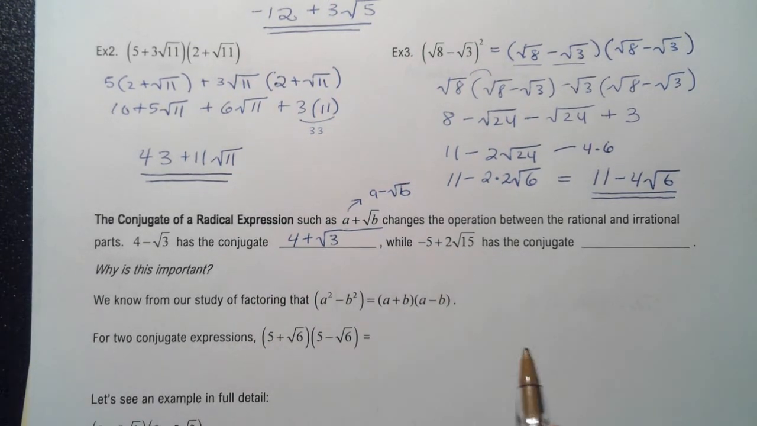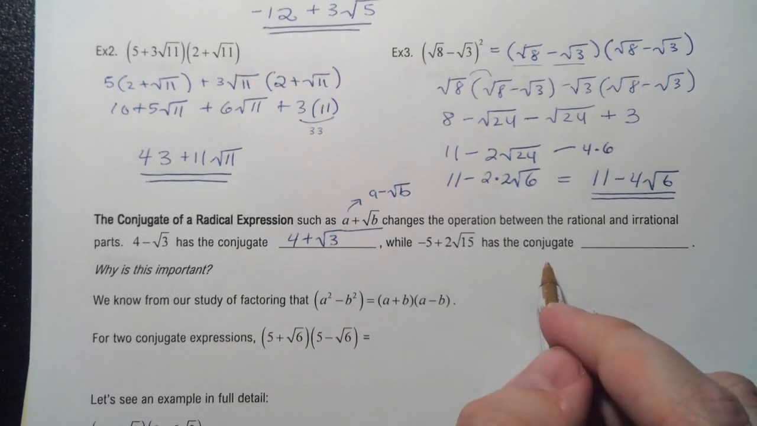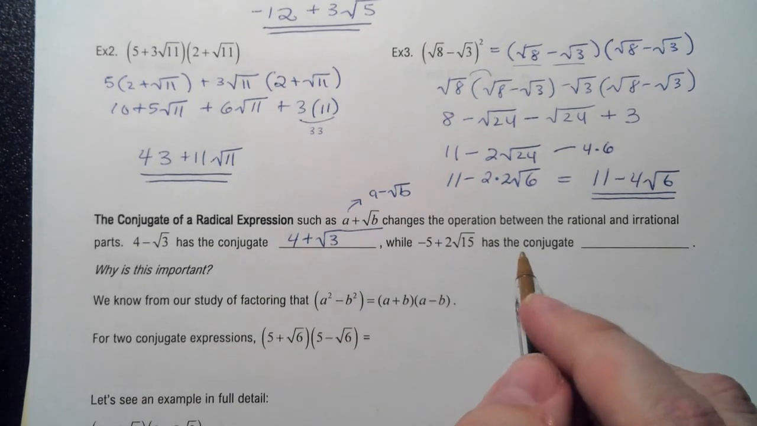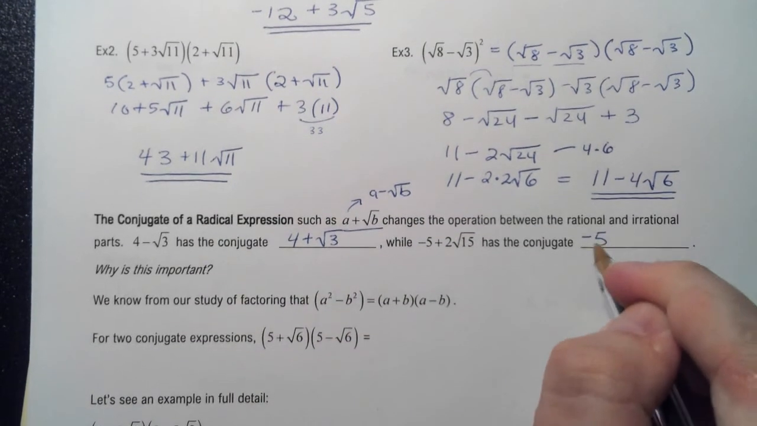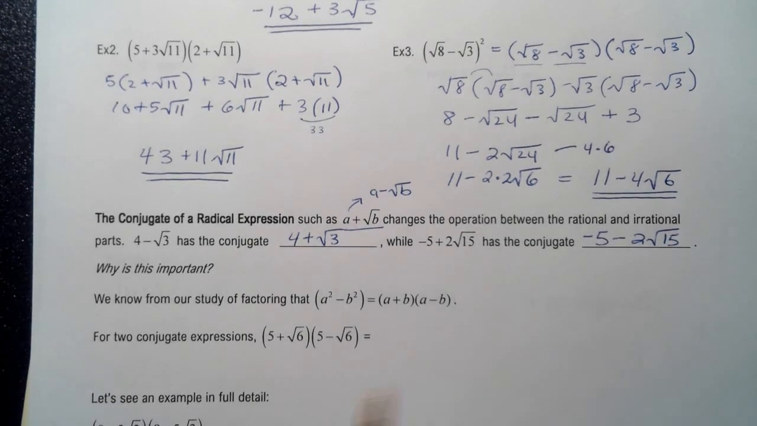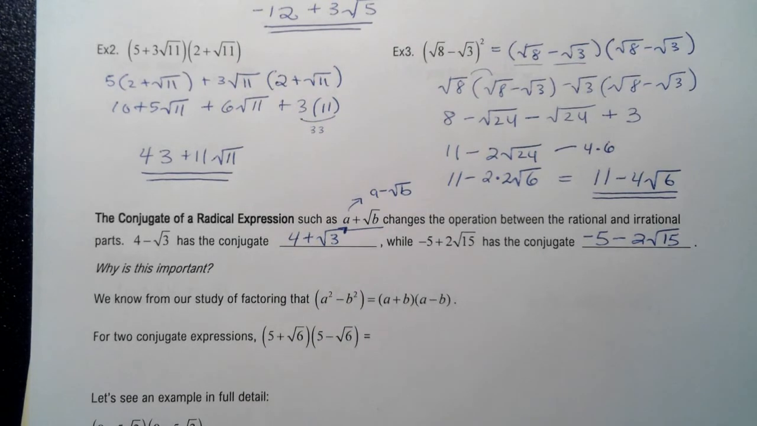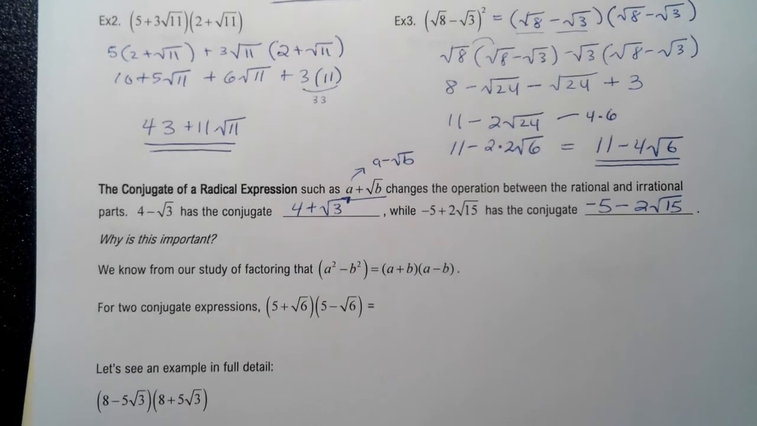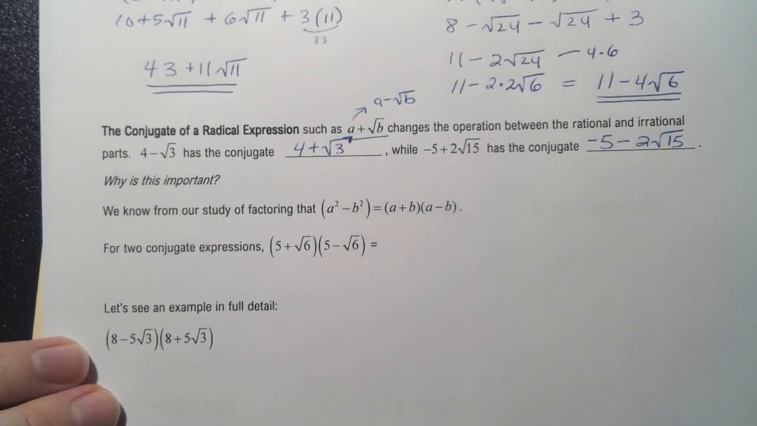Negative 5 plus 2 square root 15, a bit more complicated, but to get its conjugate, what do I need to do? I'm just going to change the operation. So I will have negative 5 minus 2 square root 15. Why is this important? Well, it's used in a couple ways. I will show you an application if you do wish to go beyond this.